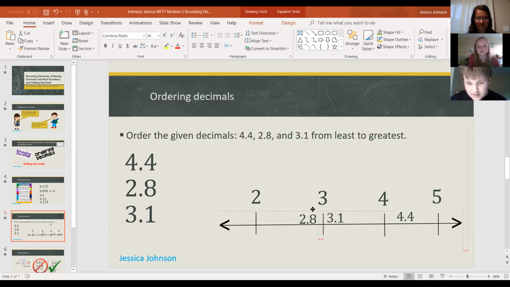So I'm going to apply the same logic here. Going to place it right about here. Leave a little room, though, because it is farther away from 3 than 3.1. And there you have it. Thank you, Jared. I appreciate it.